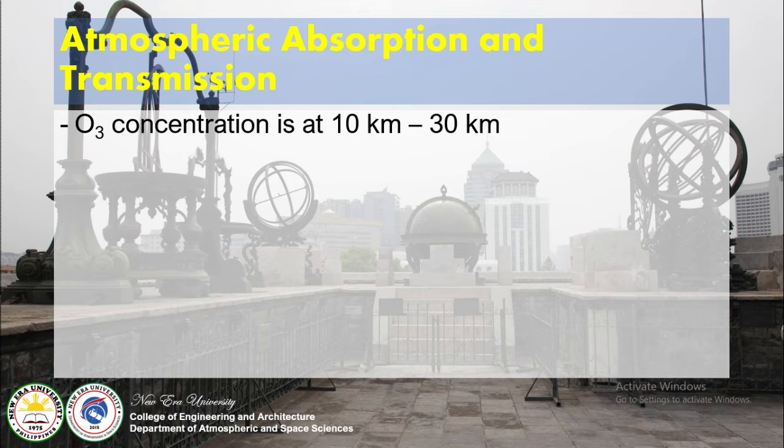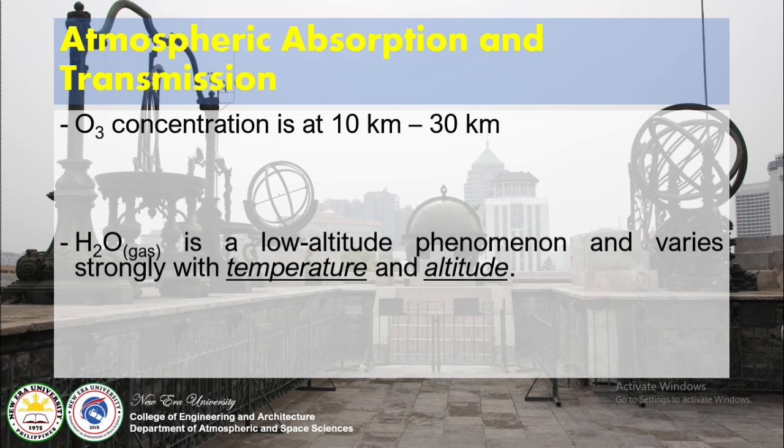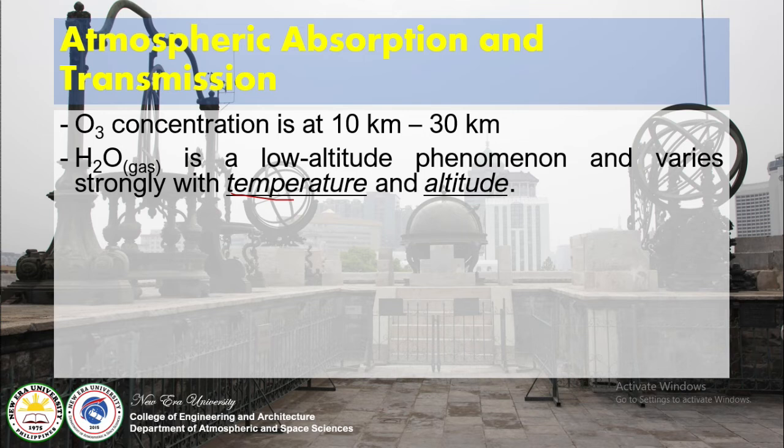Now, it is not necessary to know the cross-sectional area of the beam. If the area was larger and more water was condensed, it would spread out over that larger area and its depth would be the same. Okay? So, as we can see, the ozone concentration is at 10 kilometers to 30 kilometers, no? So this is the region between the stratosphere and troposphere. Okay, we all know that, the ozone layer. The water vapor is a low altitude phenomenon and varies there strongly with temperature and altitude.